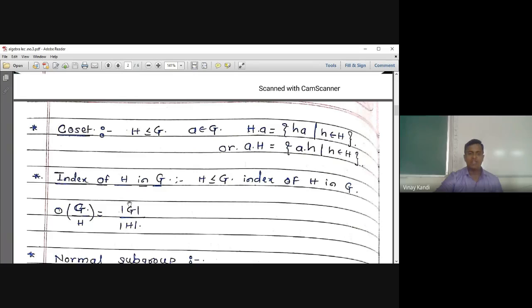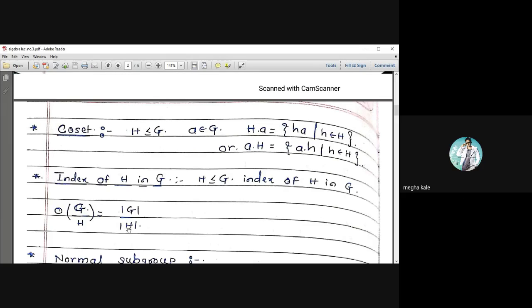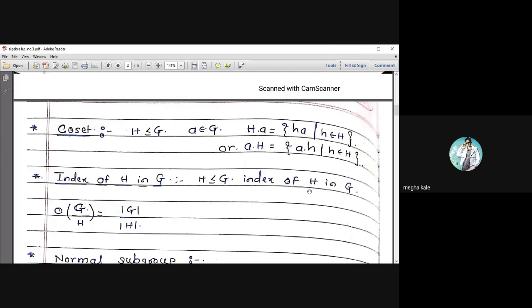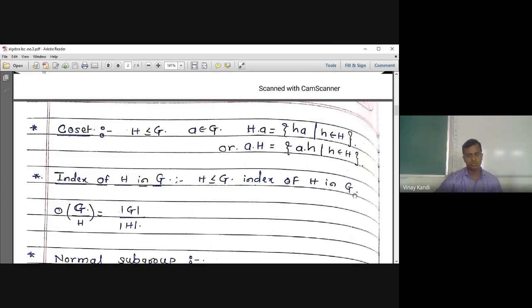Order of G is infinite. Order of H is infinite. But the index of H in G is 2. Okay, how many cosets will there be in total? The index of H in G is nothing but the number of cosets, right?